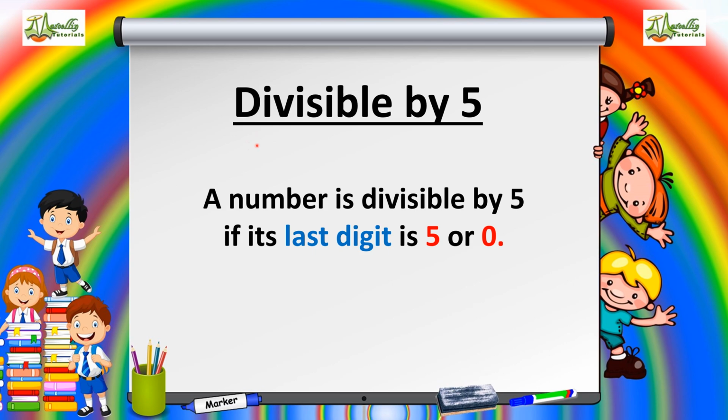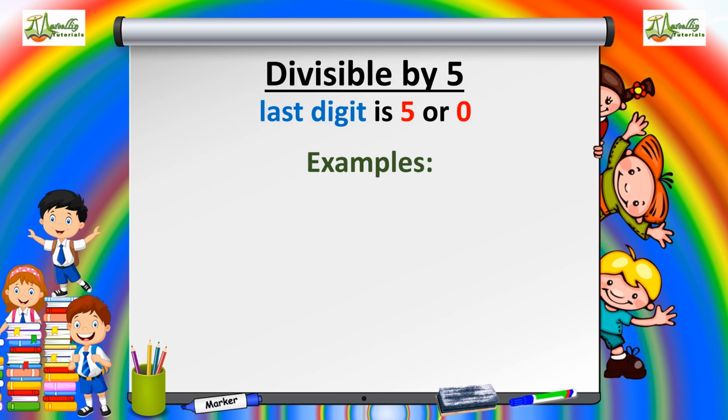Now let's take up divisible by 5. A number is divisible by 5 if its last digit is 5 or 0. So you only have two choices, 5 or 0. Let's have examples for divisible by 5.